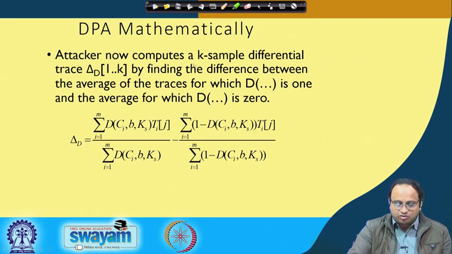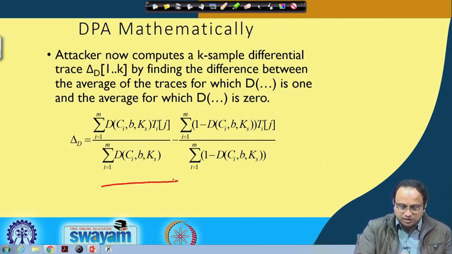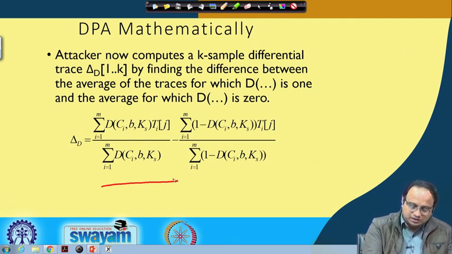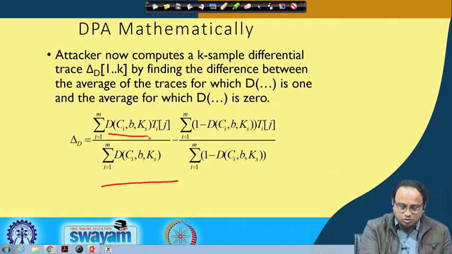So, you can see the attacker now obtains a K sample differential trace delta D. This is your differential trace, obtained by taking the difference between the average of the traces for which the selection function was 1 and the average for which the selection function was 0. For example, in this part of the computation, if the selection function computes to 1, then you are taking those power traces for which the selection function corresponds to 1.